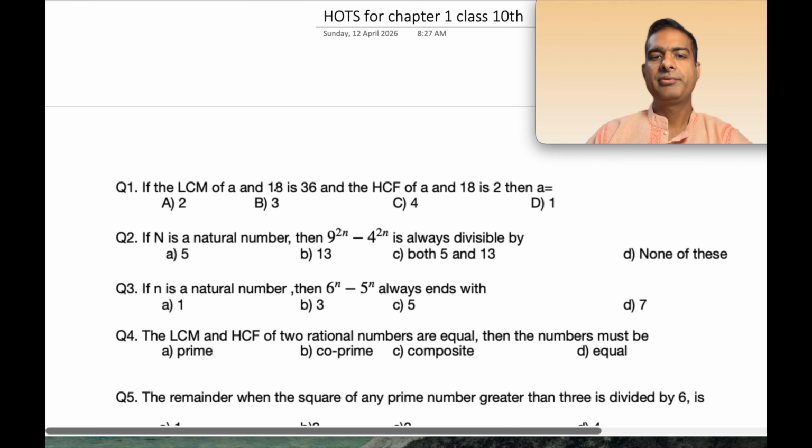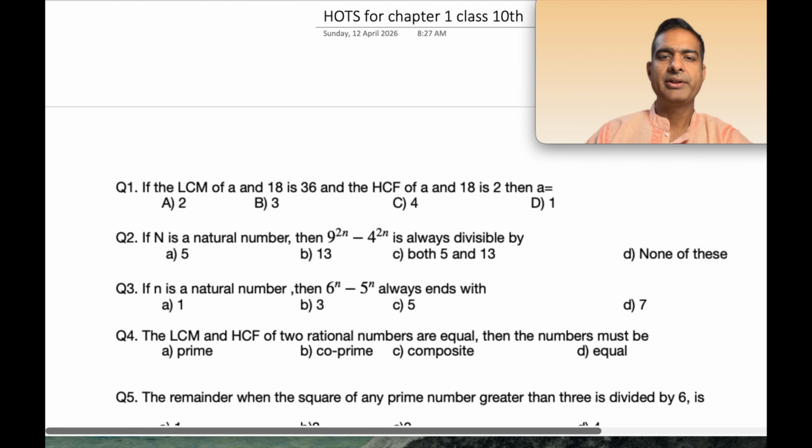If the LCM of A and 18 is 36 and the HCF of A and 18 is 2, then A is equal to. So here there is a number 18 and a variable A and their LCM and HCF is given, and we have to find out the possible values of A. And one of the options will be true. So let us see here.